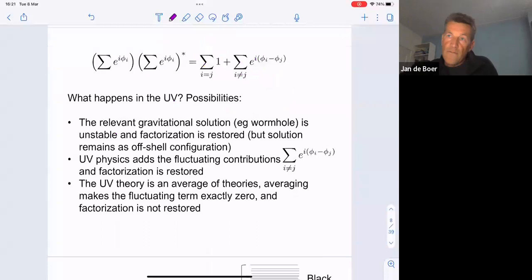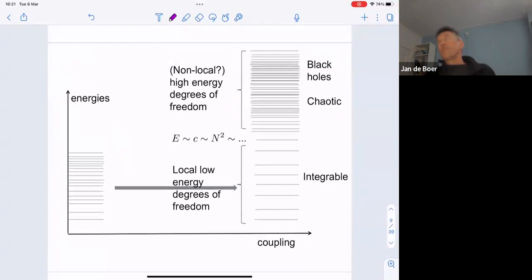Let me skip this for now, it's not so important. The picture is that for semi-classical gravity, as far as semi-classical computations are concerned, you might as well replace the UV sector of the theory by a random distribution, by a probability distribution, and it would give exactly the same low energy physics.